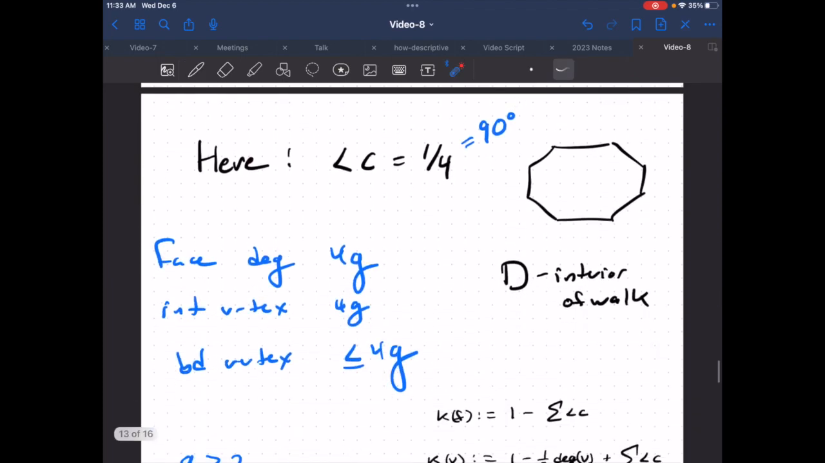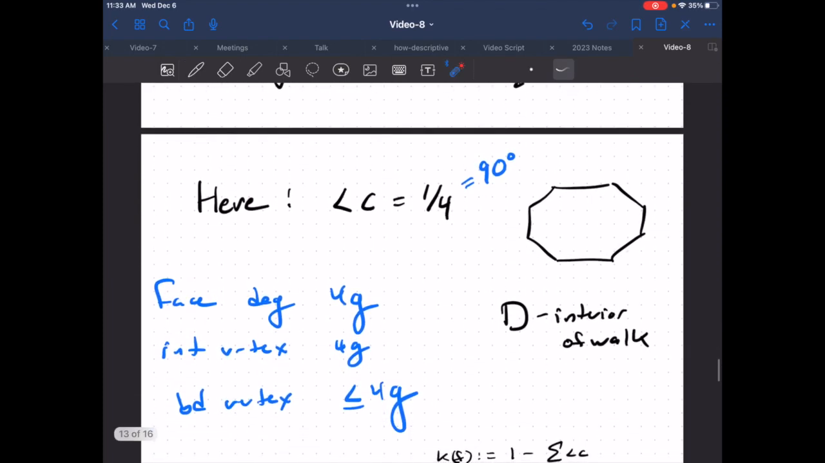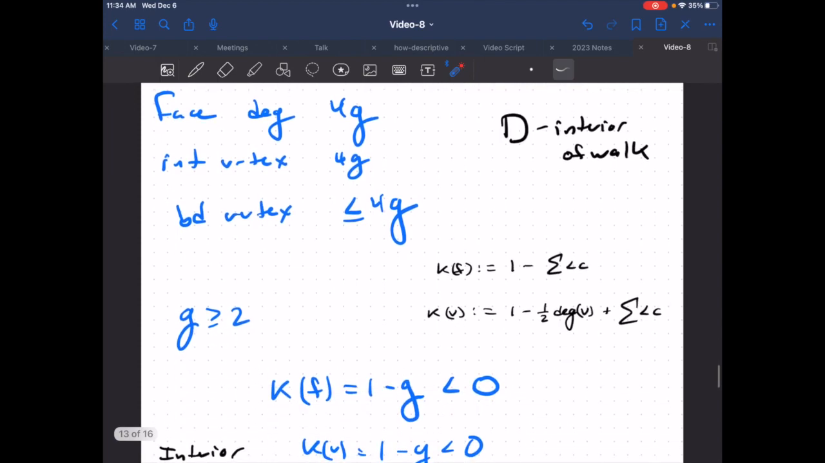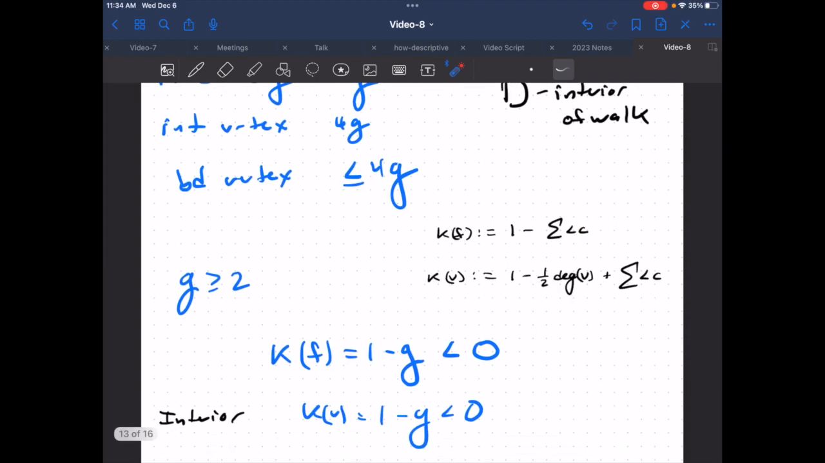Okay. So then we look at what happens on our curve. Each face has degree 4g. Each interior vertex has degree 4g, and each boundary vertex has degree less than or equal to 4g. And so if we use our definition of curvature of a face, we have 4g corners. Each one has value 1/4. And so if we add those up, we'll just get g. And the important thing to note here is this is negative. And the same thing for interior vertices here. We're going to get 1 minus g, which is also negative.